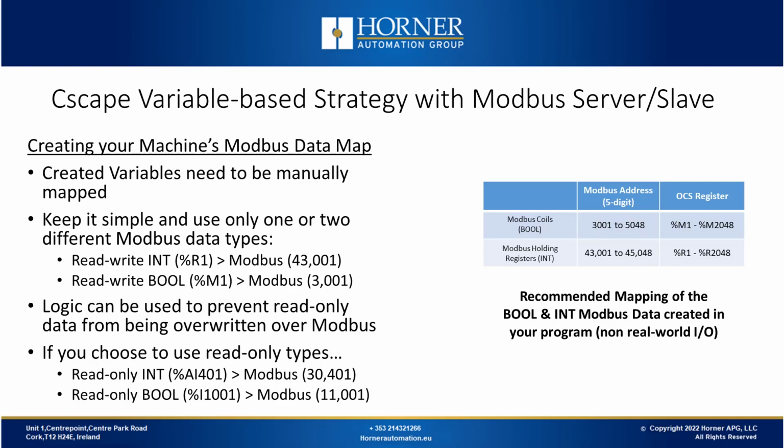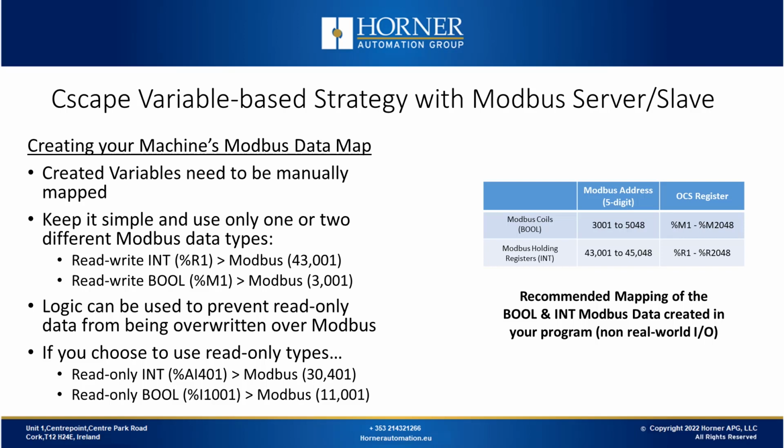However, when exposing other variables, then we need to go to the trouble of creating those variables and mapping them to specific memory locations in the OCS. Here we recommend that you keep it simple and only use two of the Modbus data types: the holding registers, which are word length registers, and the output coils, which are read-write Boolean type memory addresses.